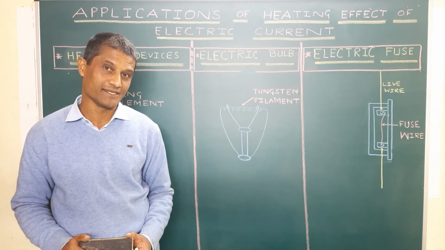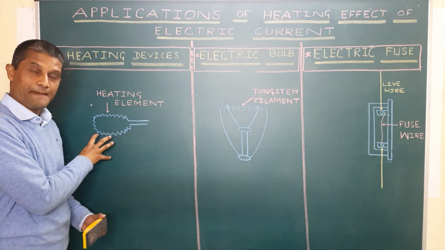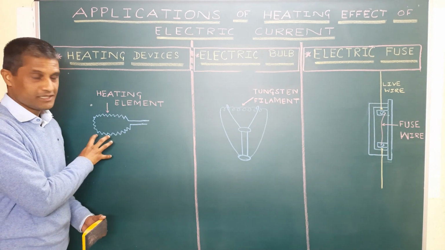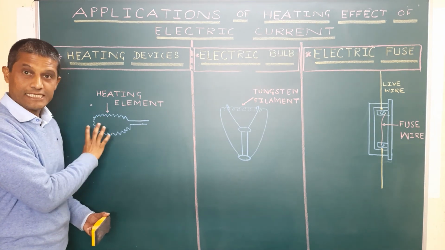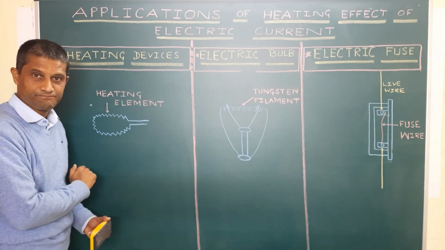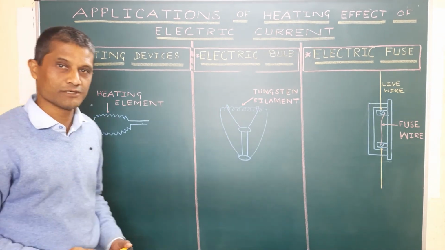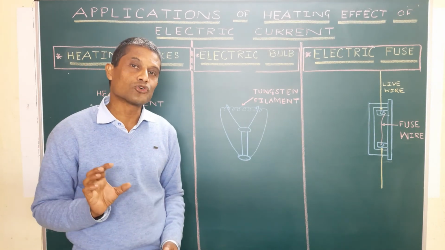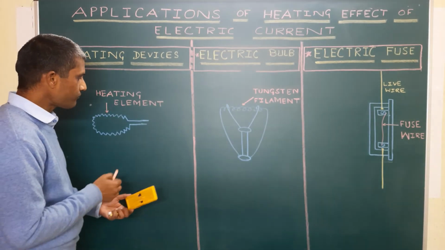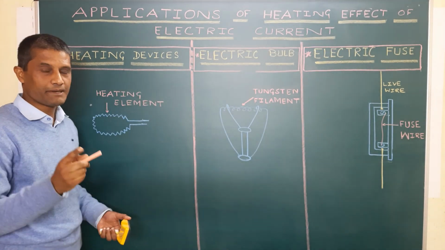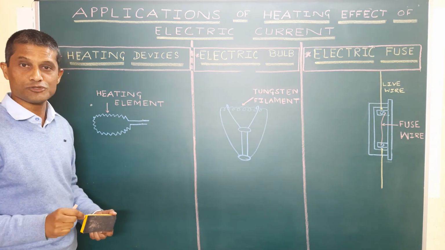Now what happens then? I have taken a heating element meant for an electric iron. In an electric iron, there is a heating element made of nichrome. Remember, electric iron is also a heating device. When the current flows through the conducting wires or cord, that cord is made of copper. Remember, the resistivity of copper is very low, and hence its resistance is also going to be low.